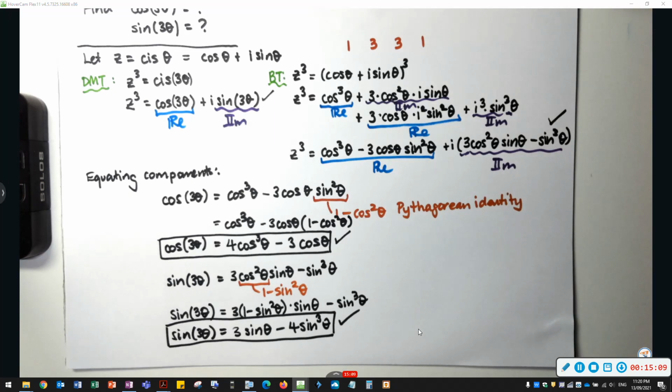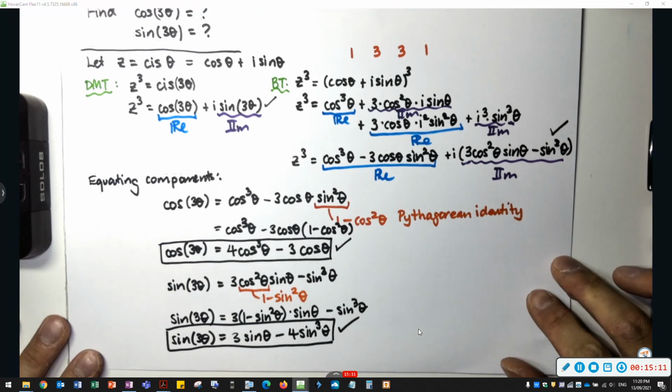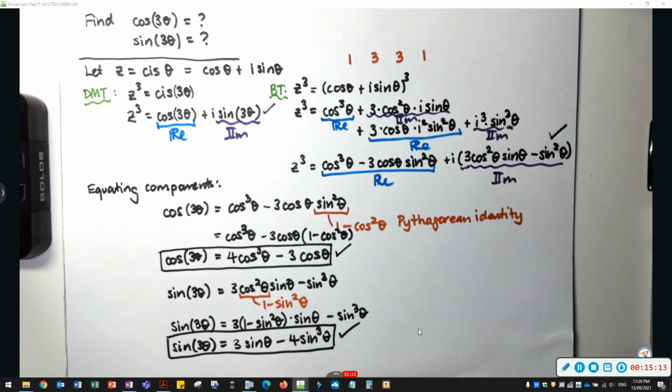And that's how you can use de Moivre's theorem and the binomial theorem together to prove trigonometric identities.